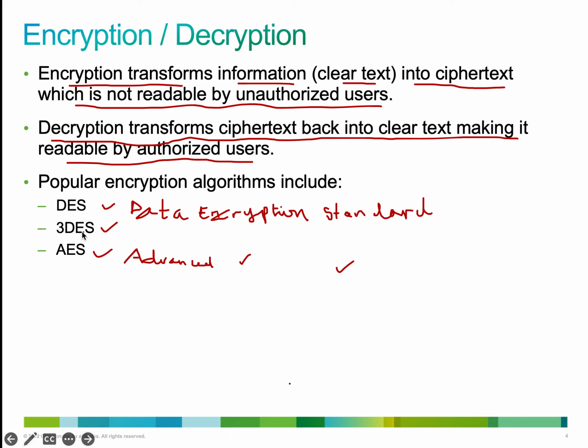The second one is the triple DES, that's 3DES, which is a triple Data Encryption Standard as well. Then the third algorithm that is used in encryption is the AES, which is the Advanced Encryption Standard. So any of these three are commonly used in encryption in cryptographic arrangements, or in cyberspace.